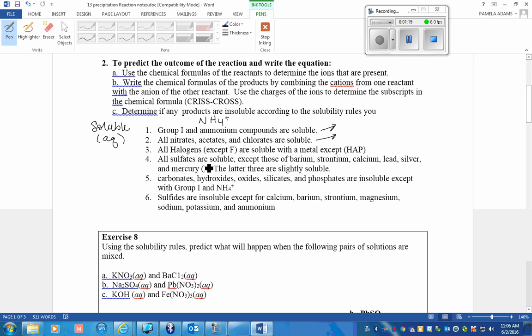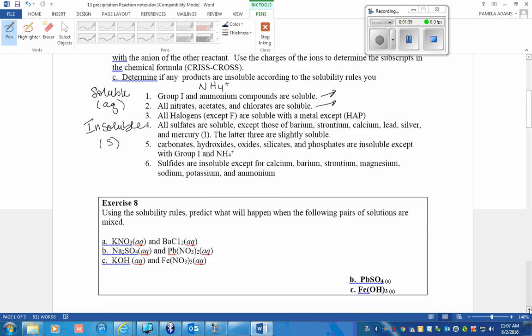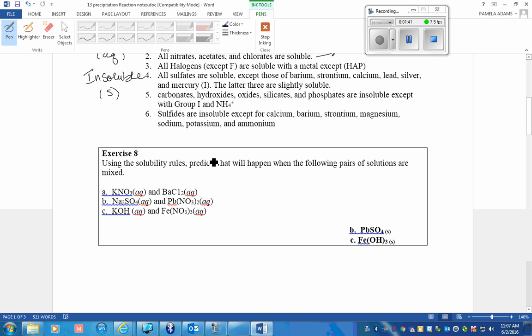So read these, but know that "all" statements are pretty rare in chemistry, and you can take these to the bank. These will be soluble. If something is insoluble, that means a new solid has formed, and you would put S next to it when you are writing your complete equation. It says, using the solubility rules, predict what will happen when the following pairs of solutions are mixed.